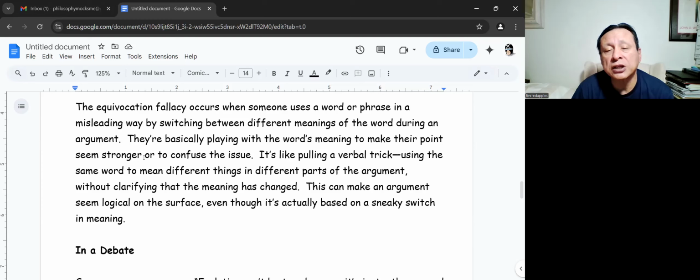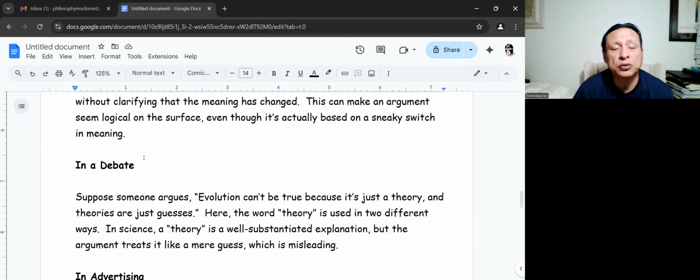The equivocation fallacy occurs when someone uses a word or phrase in a misleading way by switching between different meanings of the word during an argument. They're basically playing with the word's meaning to make their point seem stronger or to confuse the issue. It's like pulling a verbal trick, using the same word to mean different things in different parts of the argument, without clarifying that the meaning has changed. This can make an argument seem logical on the surface, or at least more powerful, even though it's actually based on a sneaky switch in meaning.